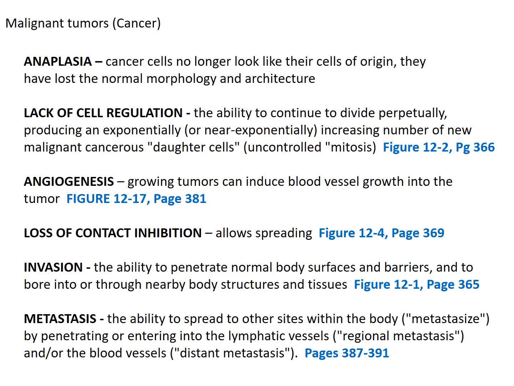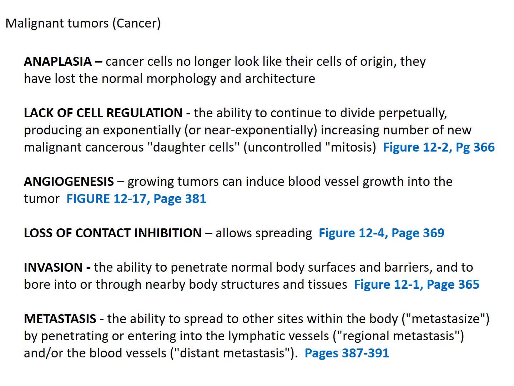So malignant cancerous tumors show anaplasia. They lack regulation of the cell, regulation with respect to differentiation and growth. They lack contact adhesion. They can show invasion, and they can metastasize. Right in the middle of the slide there is something called angiogenesis. Read page 381 in the text just to see a little bit more about angiogenesis.